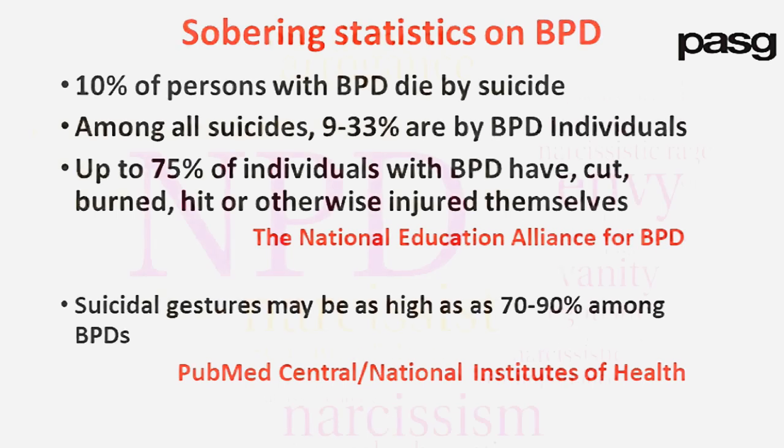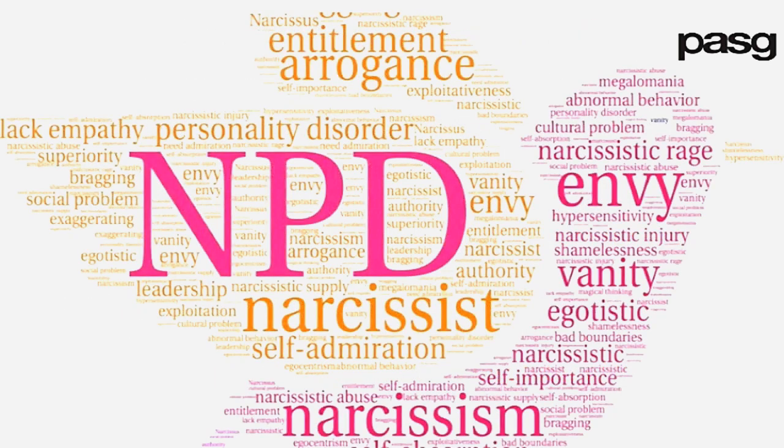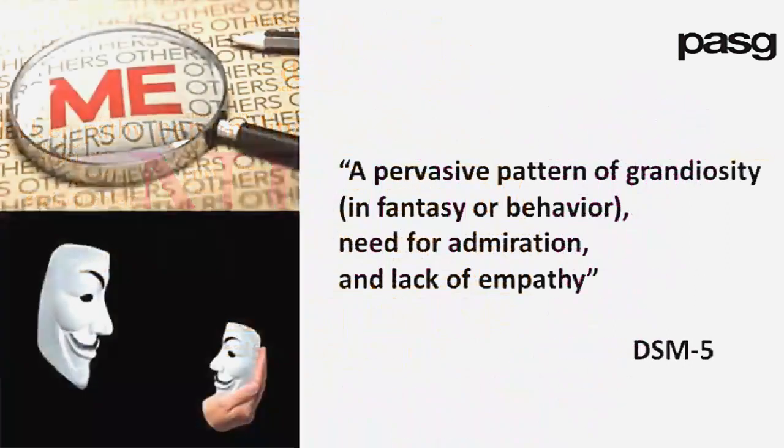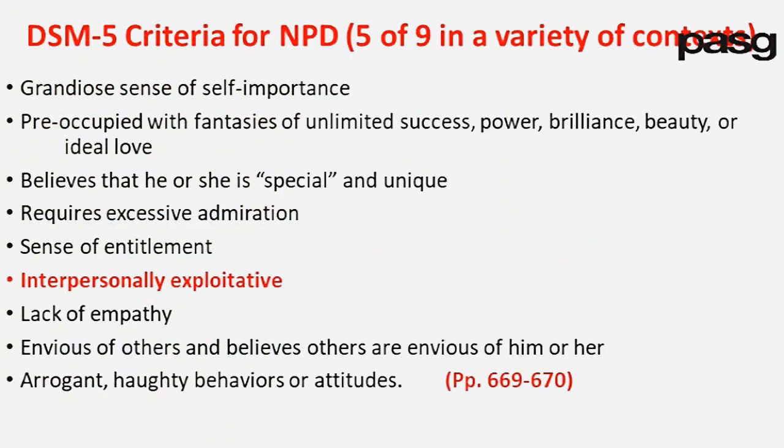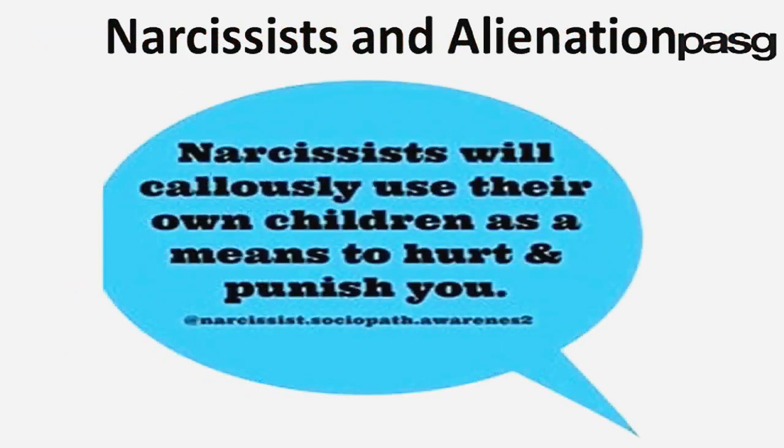Narcissism, we know a lot about that. Lack of empathy. Interpersonally exploitative, I just wanted to focus on this, again from the DSM, because this is what they will do to your children. Narcissists will callously use your children as a means to hurt and punish you, completely unempathetic to the needs of their children. Poor parenting at the very least.